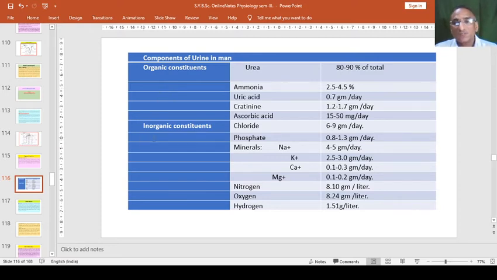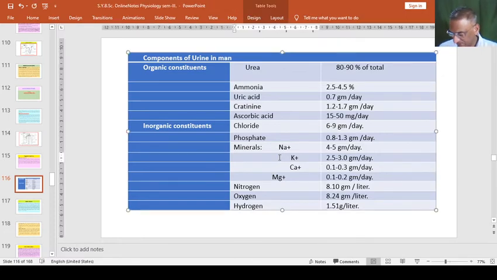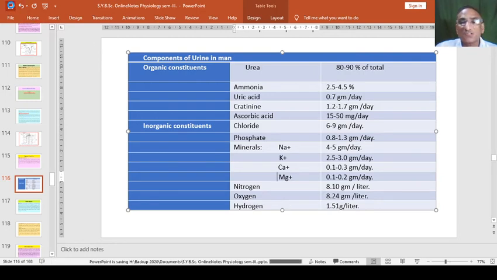The inorganic constituents of urine contain chlorides, phosphates, minerals, nitrogen, oxygen, and hydrogen. Among the minerals, the very important ones are potassium, sodium, calcium, and magnesium. These mineral groups are necessary to maintain osmolarity, or excretory pressure, so that everything is maintained to support physiology.